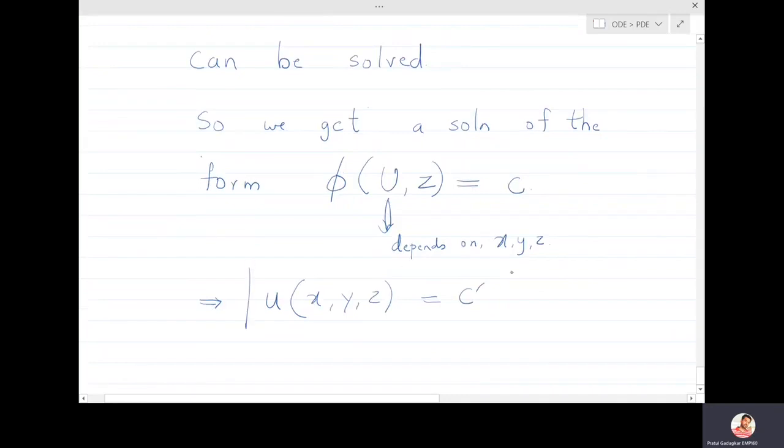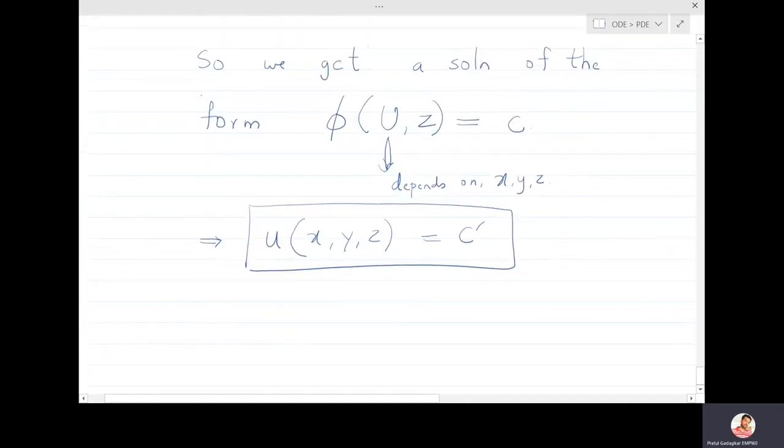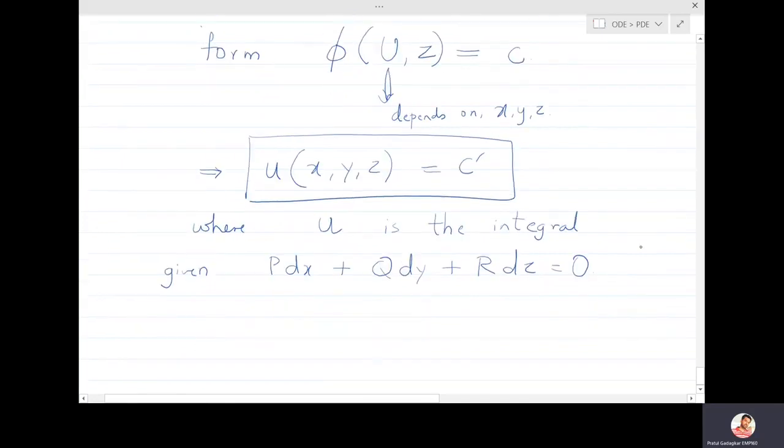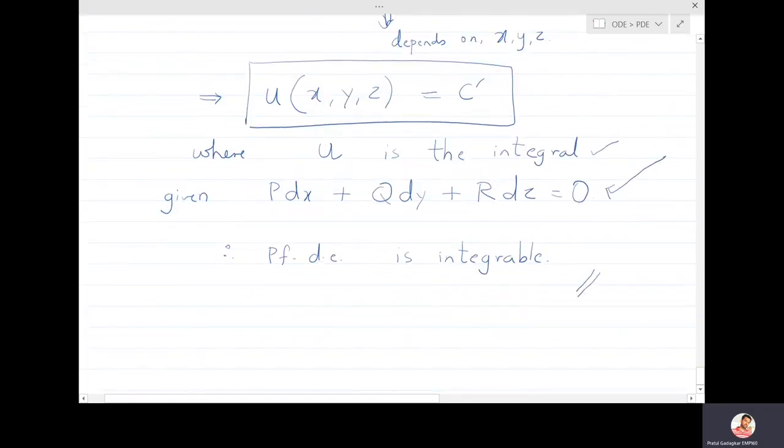This u is nothing but our required integral, where this little u is the integral of the given Pfaffian differential equation P dx plus Q dy plus R dz equal to zero. So this means that the Pfaffian differential equation has an integral, and therefore the Pfaffian differential equation which is given to us is integrable. So this finishes the proof of this theorem. When we solve problems on this, the entire idea of this theorem will be clear. All the problems we will try to solve using this particular method.